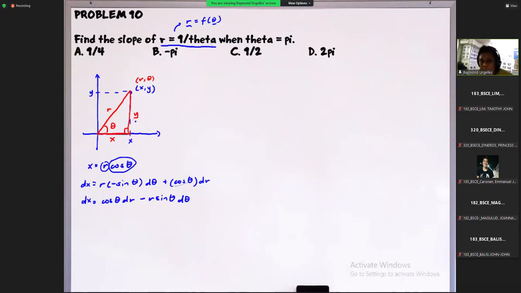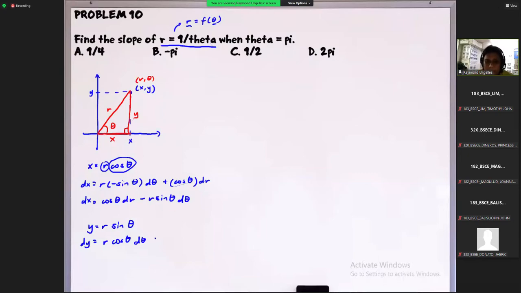And yung y naman natin, from the figure by SOHCAHTOA, is r sine theta. So pag kinuha ko naman yung dy this time, that is r, derivative ng sine is cosine. The variable is theta, so d theta ulit. Then plus sine theta multiplied by r, and ang derivative ng r ay dr. So yan yung magiging dy natin.